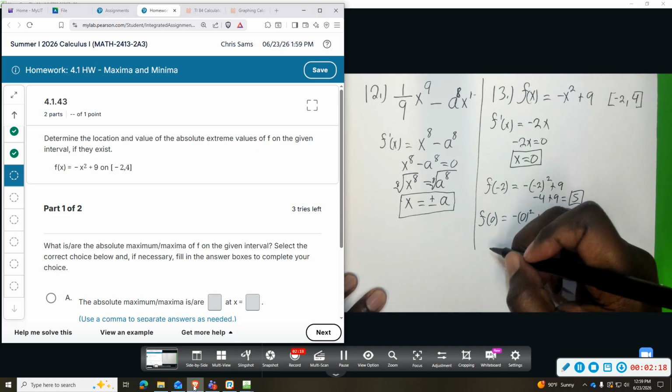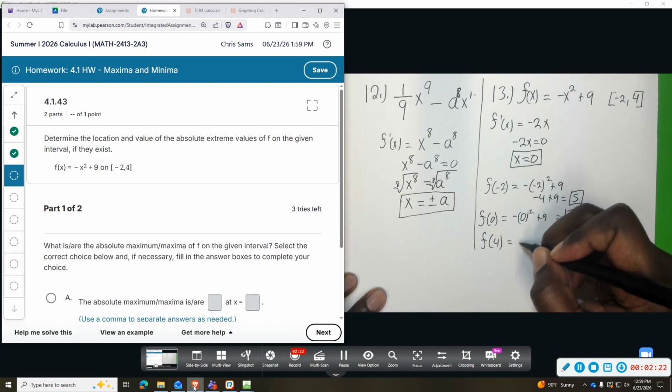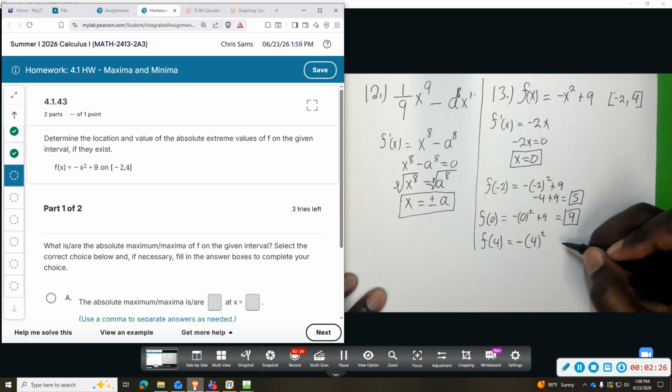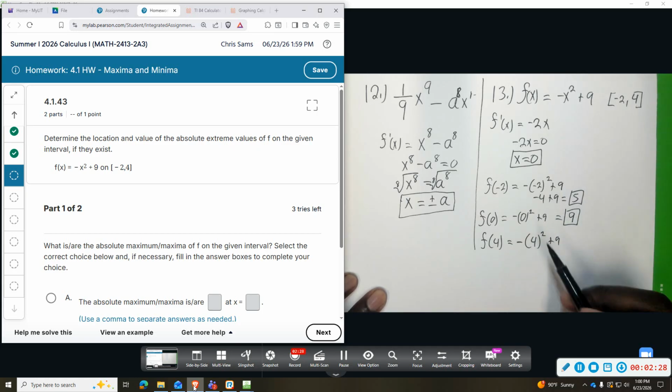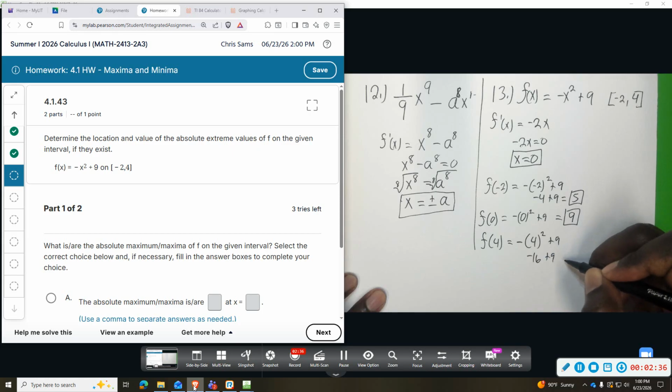Now we'll plug in 4. Negative 4 squared plus 9. Okay, 4 times 4 is 16. It will become a negative 16. So we have negative 16 plus 9. And this will give us negative 7.